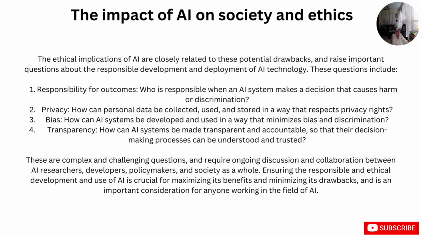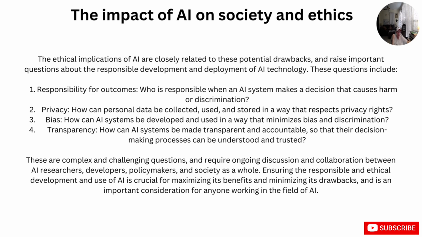These questions include: number one, responsibility for outcomes. Who is responsible when an AI system makes a decision that causes harm or discrimination? Number two, privacy. How can personal data be collected, used, and stored in a way that respects privacy rights? Number three, bias. How can an AI system be developed and used in a way that minimizes bias and discrimination?